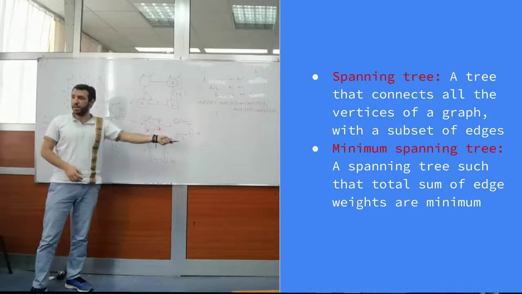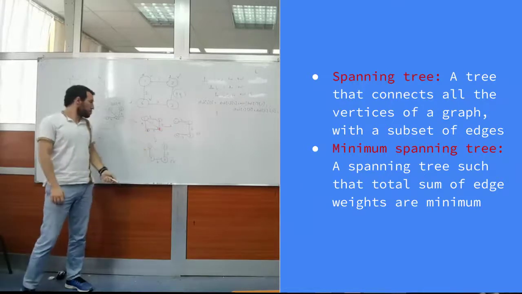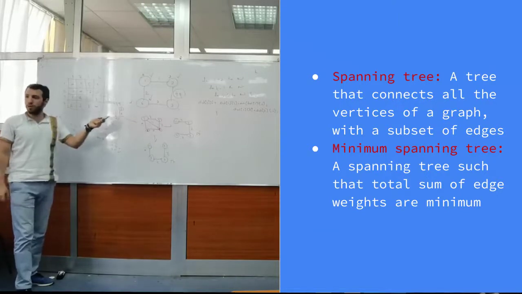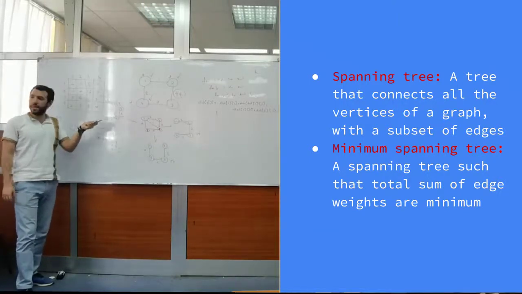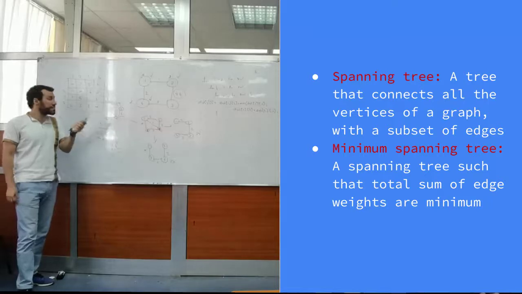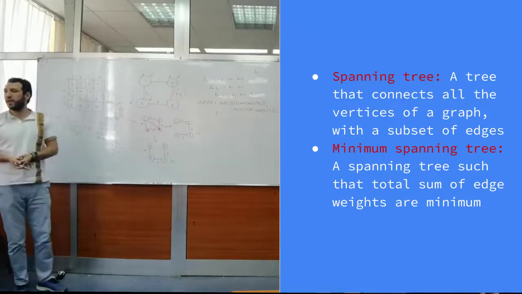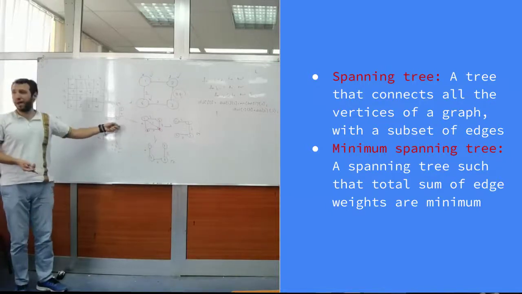And is this a tree? Yes. Let's look at this one. Is this connecting all the nodes? Is this a tree? That's a spanning tree too. But at the same time, this has the minimum total edge weight. That's why this is the minimum spanning tree.